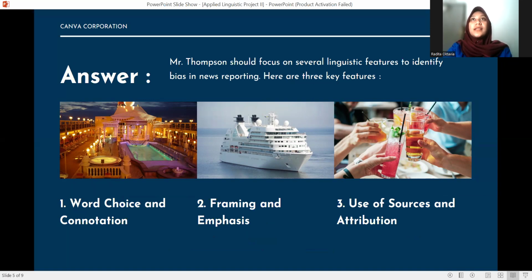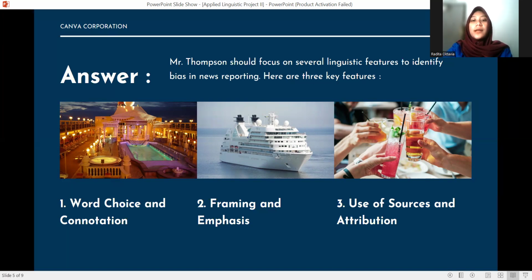Here are three key features. For the first, word choice and connotations. The specific words and phrases used in a news article can carry connotations that subtly influence the reader's perceptions. For example, describing a protest as a riot versus a demonstration can evoke very different emotional responses.